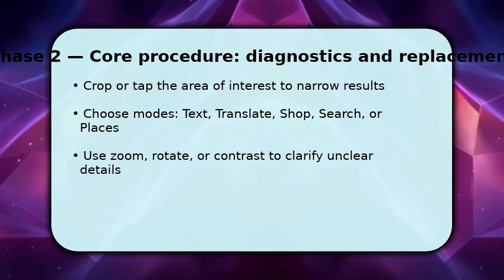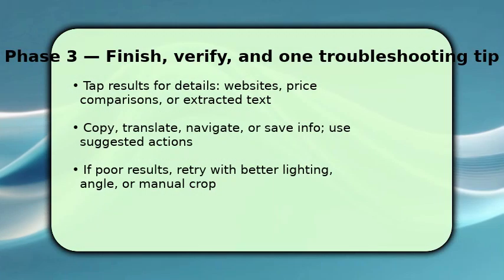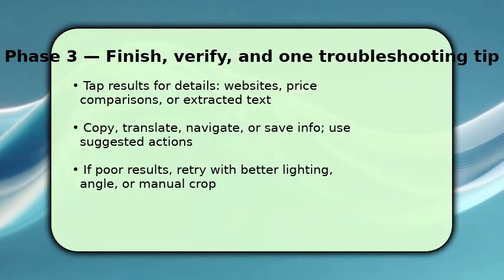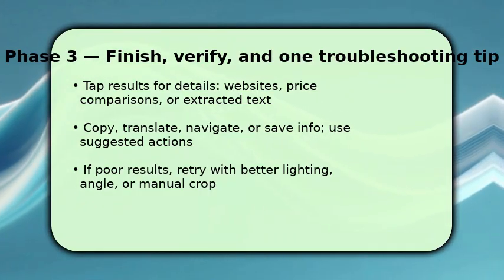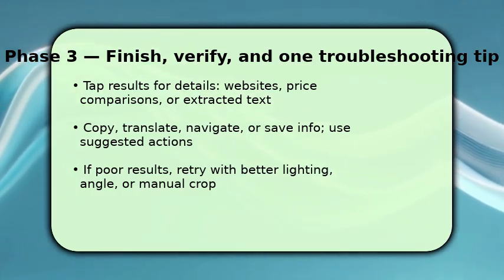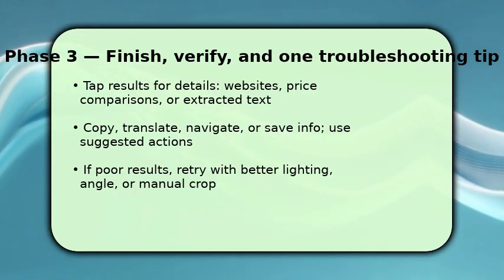You finish by reviewing Lens results and tapping any card for full details. Open links, copy extracted text, or use directions and shopping links. Make sure to try suggested actions like translate or search visually, and save screenshots if you need records.